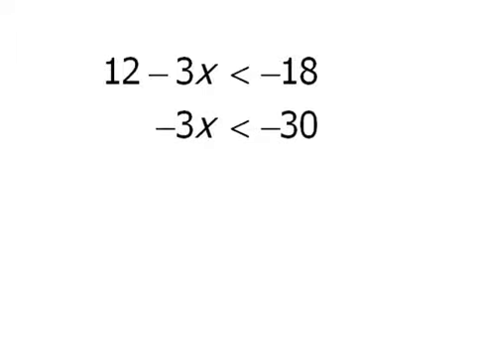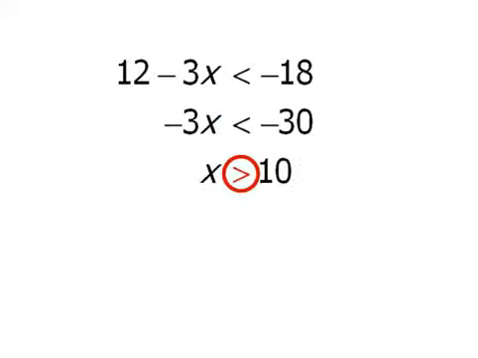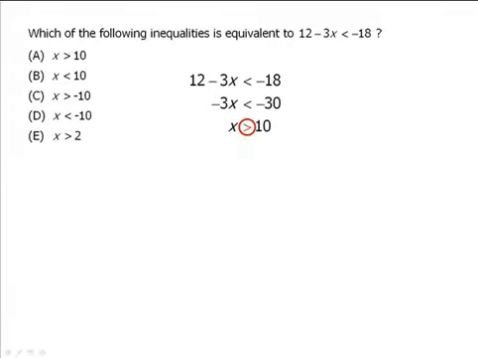And at this point, we need to divide both sides by negative 3. Since we're dividing both sides by a negative number, we need to reverse the direction of our inequality. Now, once we divide by negative 3, we get the following inequality, and we see that our answer here is A.